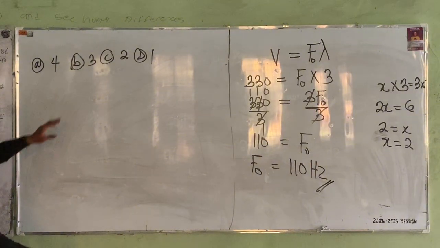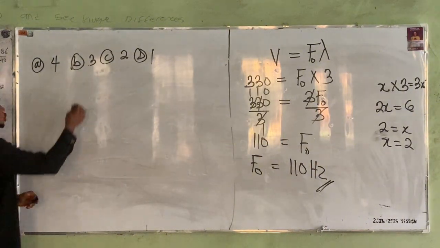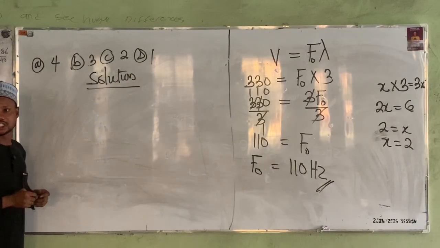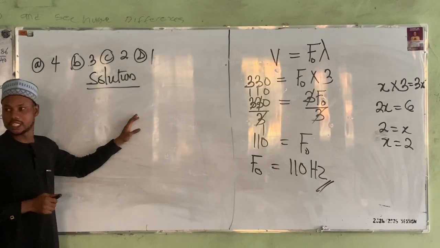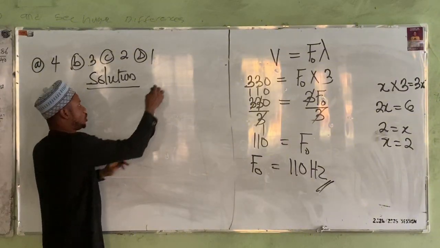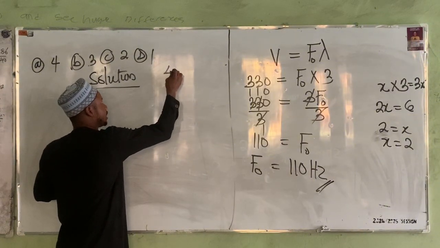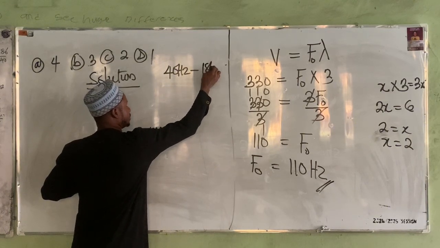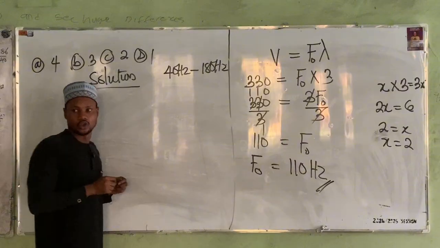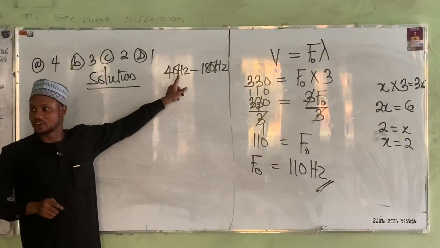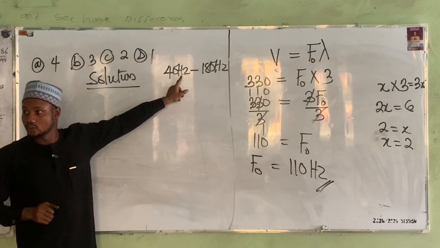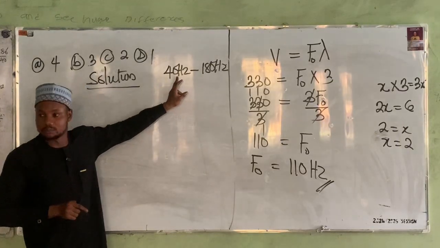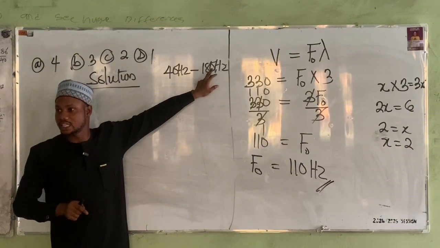Okay, class, let's solve this question here. Solution first. We are asked to determine the frequency between what? 40, is it 40 Hz? Class, is it 40 Hz? To what? To 180 Hz. So what does it mean here? It means that we have to determine, is it the frequency or is it overtone? It's overtone, right? We are asked to determine the overtones between 40 Hz to 180 Hz.